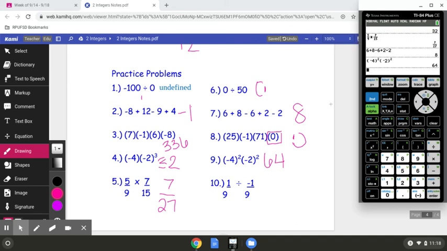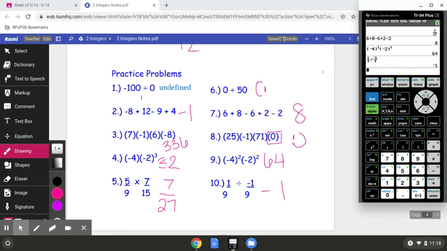Okay, we have another fraction one. So we have alpha, y equals, enter. We have 1 over 9 divided by alpha, y equals, enter. And we have negative 1 over 9. And we get negative 1.